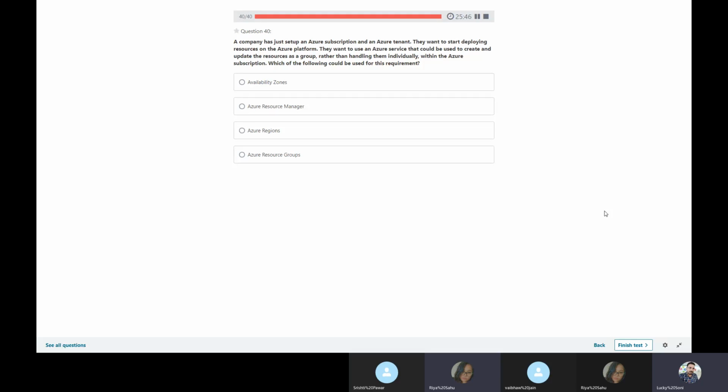A company has just set up an Azure subscription and Azure tenant. They want to start deploying the resources on the Azure platform. They want to use the Azure service that could be used to create and update the resources as a group, rather than handling them individually. Okay, it's a clear-cut requirement. Handling them individually is a different thing, right? You are not having the groups. They are talking about the creation and updating of the groups, and that is going to happen using the Azure Resource Manager.